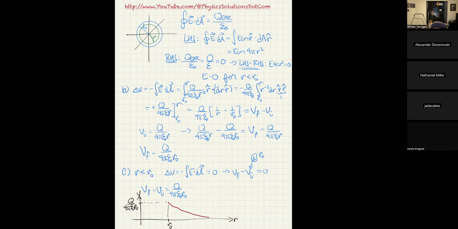So from here on out, it's going to fall off like 1 over r, but then it's going to be a constant from there on out. So that's what the electric field looks like for this one.